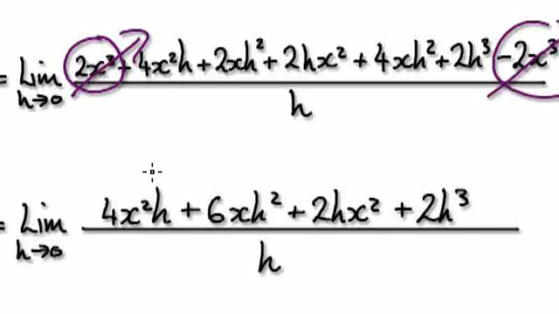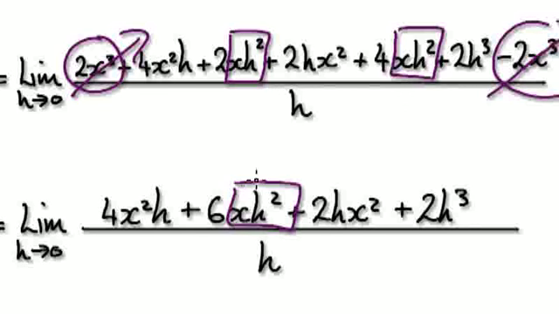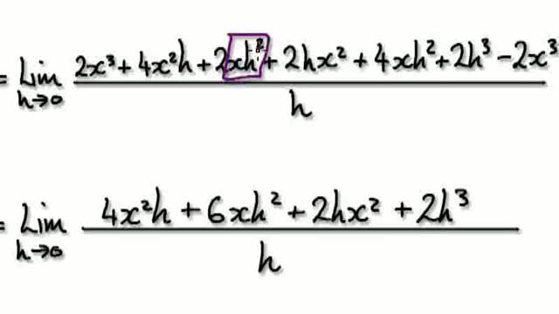Okay, and then there was something else. Let me think. Oh yeah, this thing here. You've got two of this thing, and exactly 4 of this thing here. So these two can merge together, giving you 6xh squared. It's like you having 2 Ligers here plus 4 Ligers here. That will give you 6 Ligers.